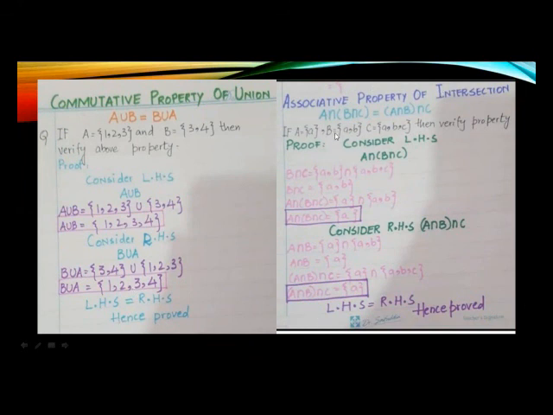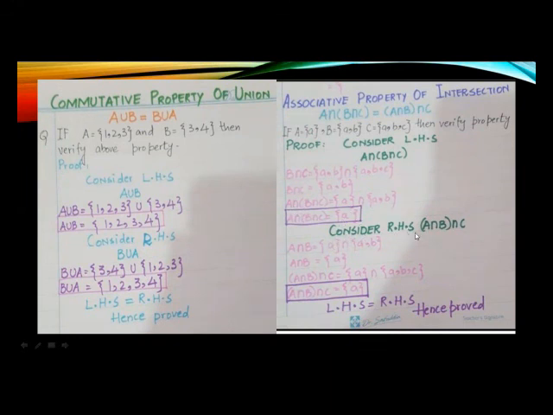Associative property of intersection, for intersection we use the intersection sign. We write A intersection (B intersection C) or (A intersection B) intersection C. For that we have three sets. We find A intersection B, which is in a bracket, so we find it first and then make its result intersect with C, in this way, and get the answer.